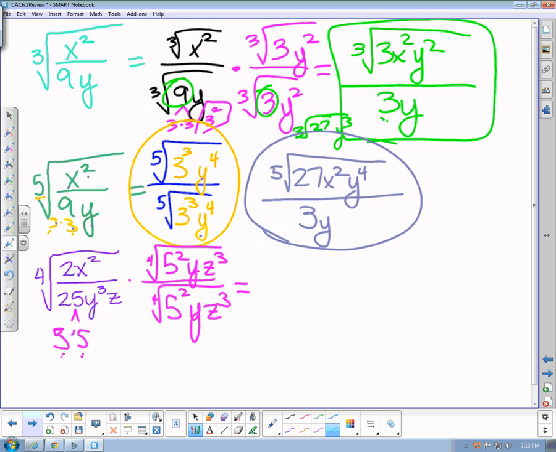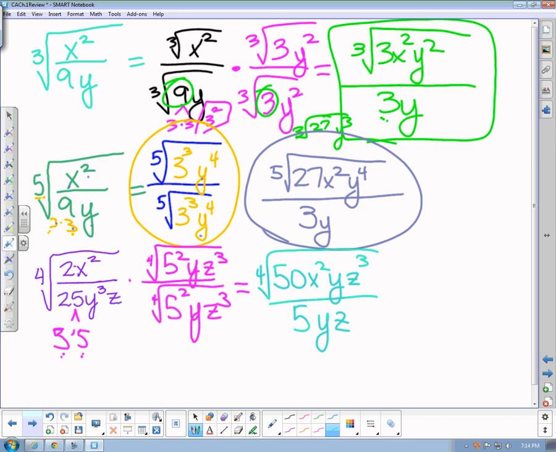Multiplying it out, 2 times 25 is 50, x squared, y, z to the third. Fourth root of that. And then the denominator would become 5yz. And then you would be done.